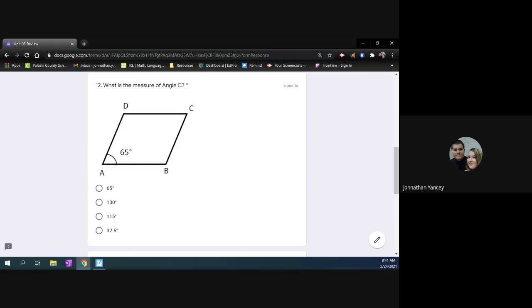All right, so Andrew, why is it 65 again? Are you trying to say because they're opposite angles? Yeah. Good. Angle A is the only measure we have, and it's right across from C. In parallelograms, opposite angles are always the same. If you know that, then 65 degrees is going to be your answer. There's not any math there, just recognize it's the same. Done.